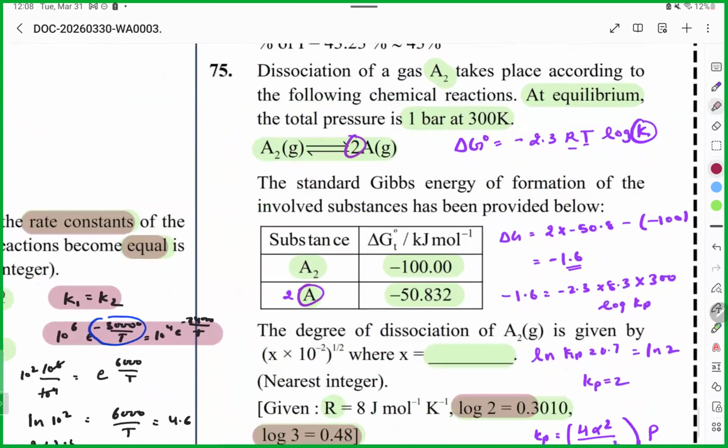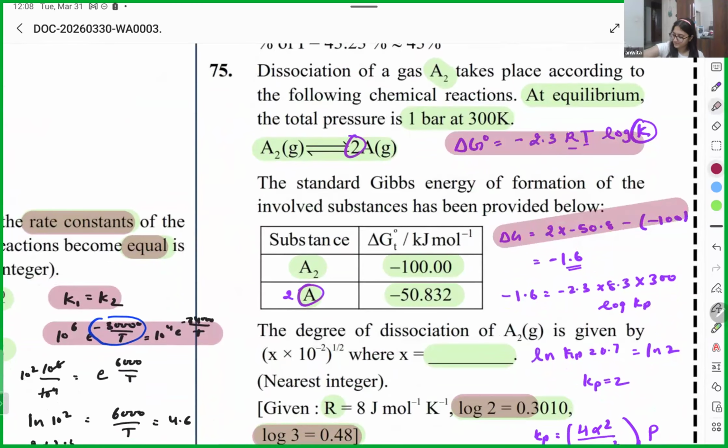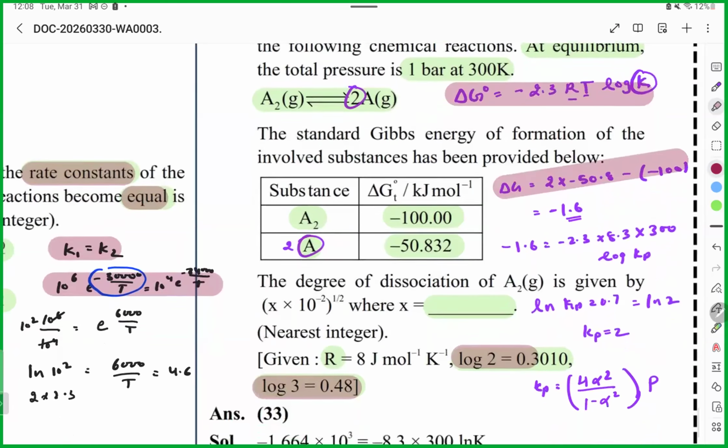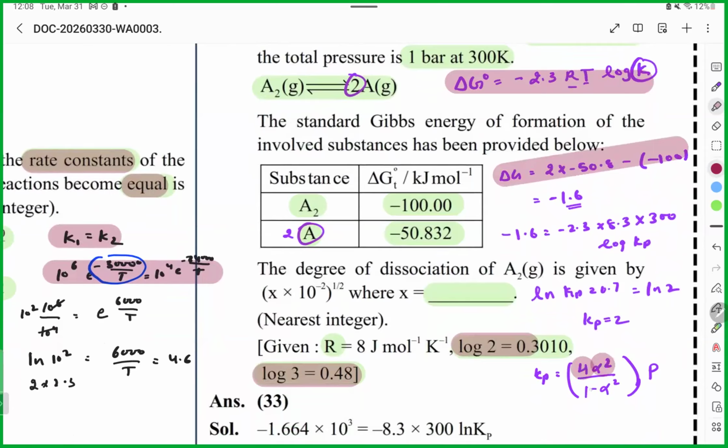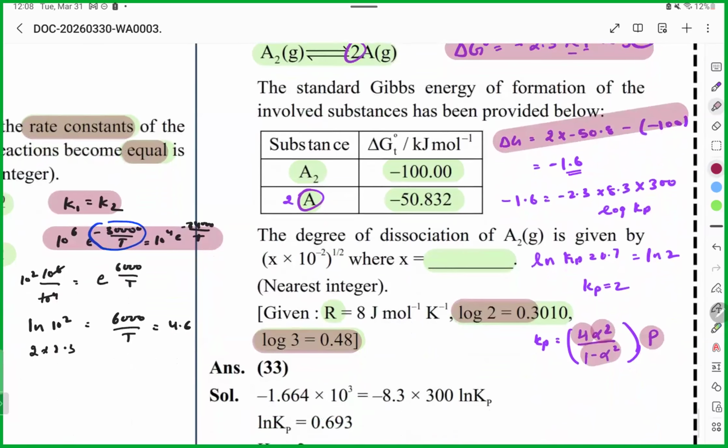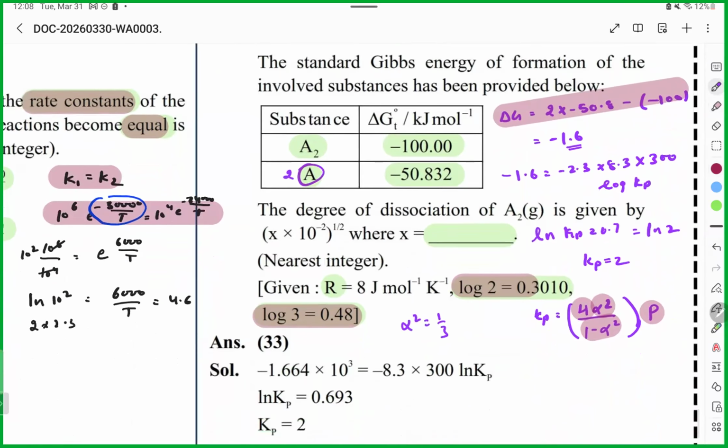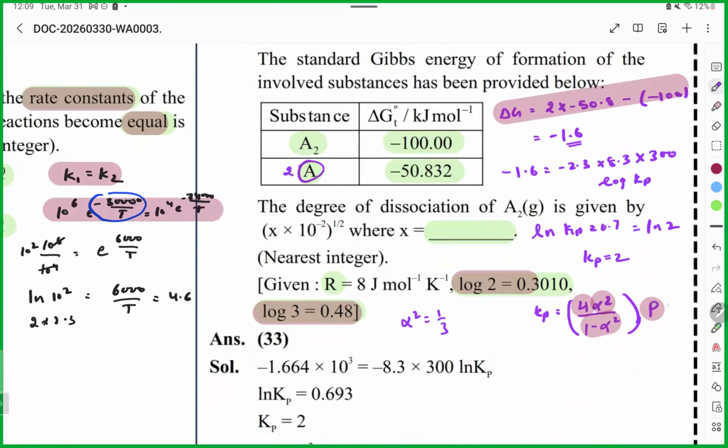So first, simplest is delta G, you calculate product minus reactant. Then use the alpha square equation. Whatever K value you get, because 2 square, 4 alpha square over 1 minus alpha square is this. Correct? What is the value of alpha square? Root, sorry, yes, what is alpha? Root 1/3 will come. Alpha square I am getting 1/3. Correct. Alpha square is 1 by 3. How? You can put Kp value is 2, P value is 1.